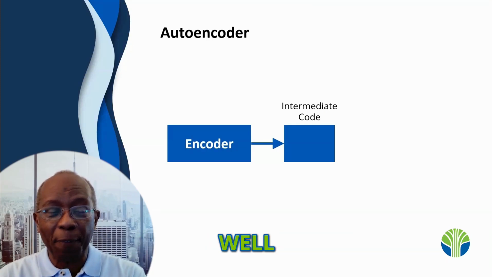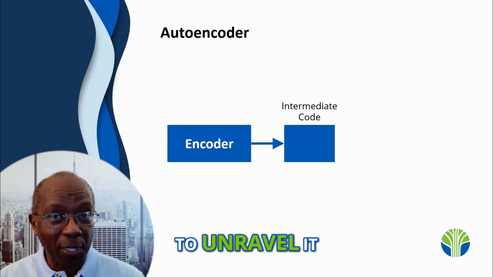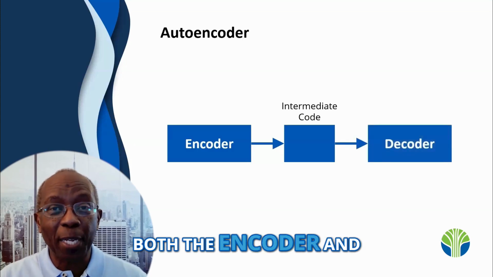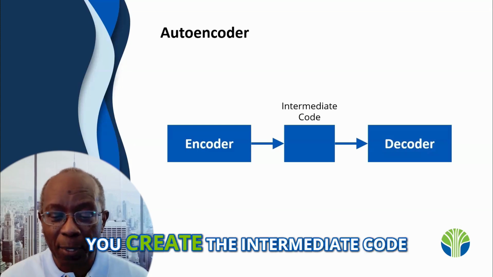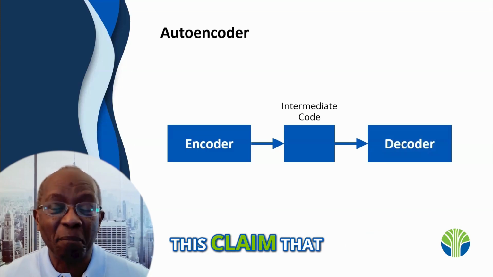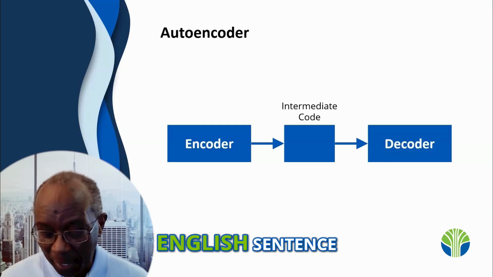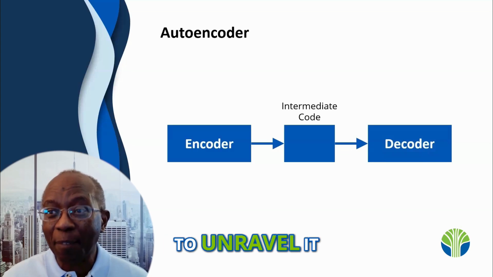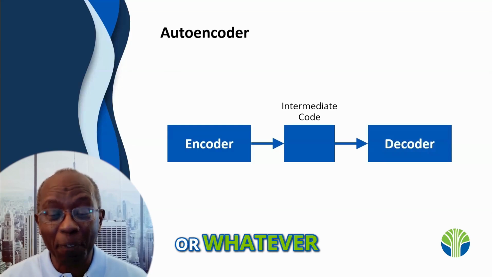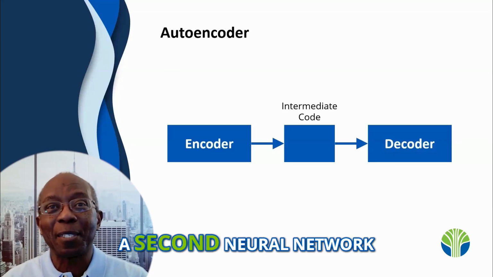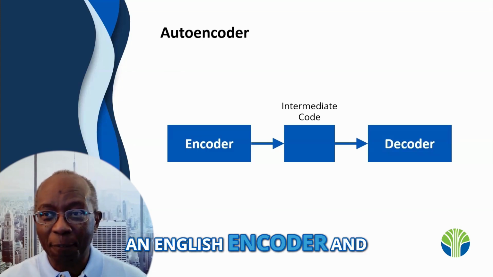And so one would say, well, if indeed it has the essence of what that text meant, I should be able to unravel it by using what we call a decoder. Now, both the encoder and decoder are going to be neural networks. So suppose you have an English sentence, you create the intermediate code, and then you make this claim that, yeah, that intermediate code contains the meaning of that English sentence. Well, I should be able to unravel it and have it appear in French, in Urdu, in Swahili, or whatever, assuming I can build a second neural network that will act as the decoder. So you have an English encoder and a French decoder.